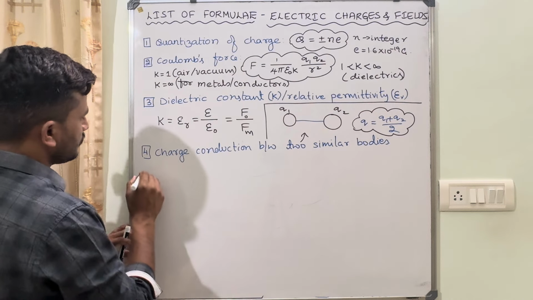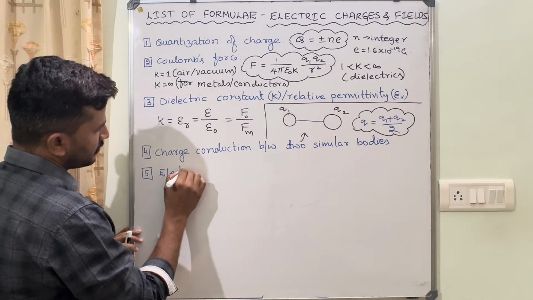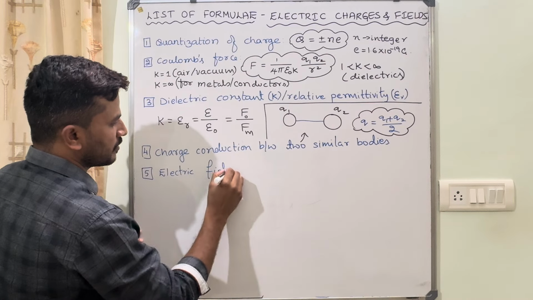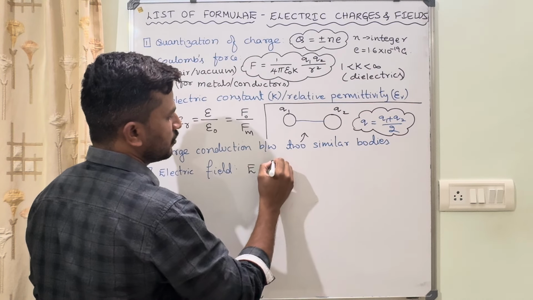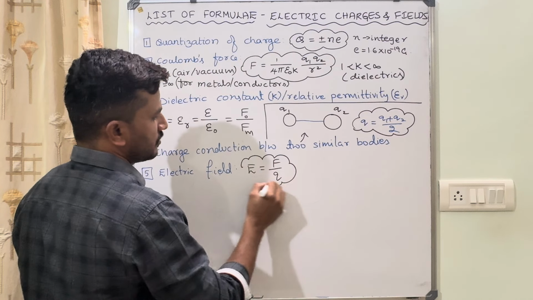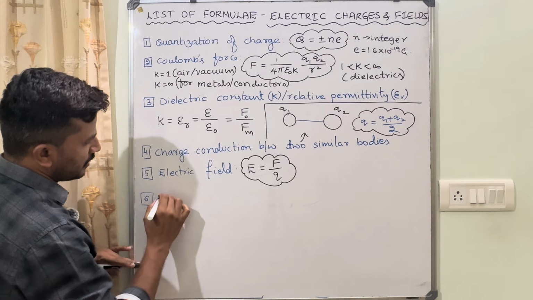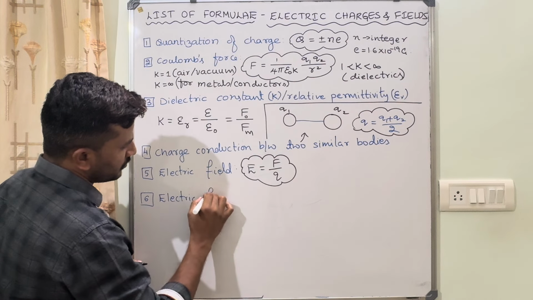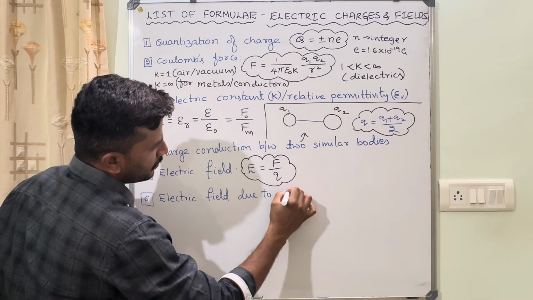Next, fifth one, electric field. What is the formula for electric field? It is E is equal to force per unit charge. Next, sixth one, electric field due to point charge.